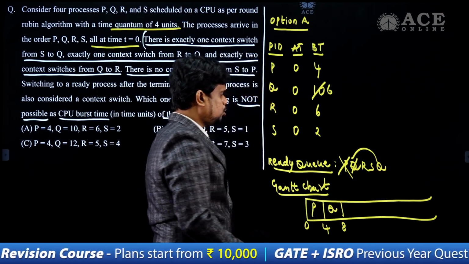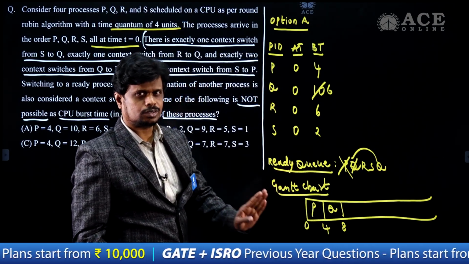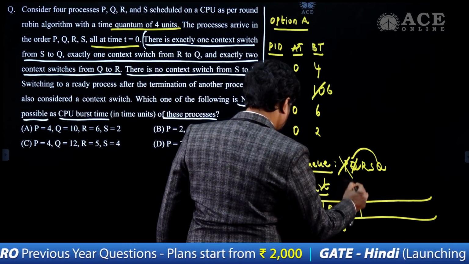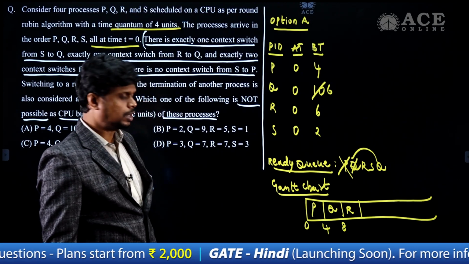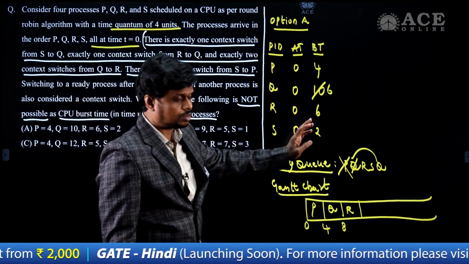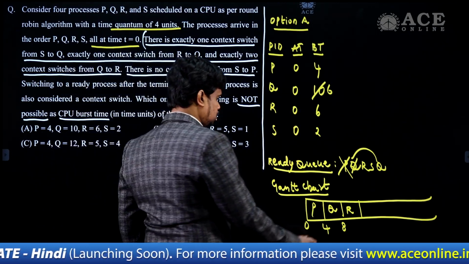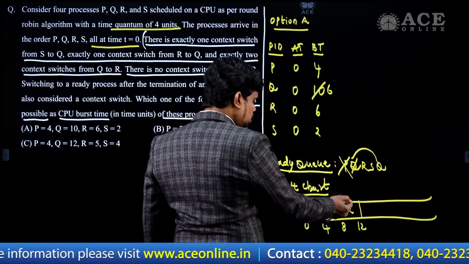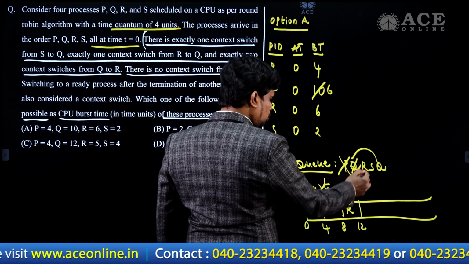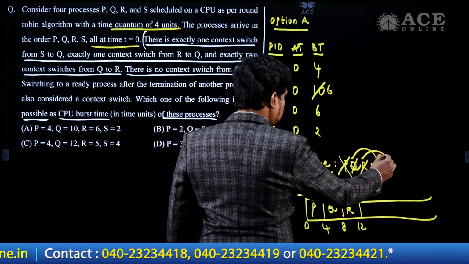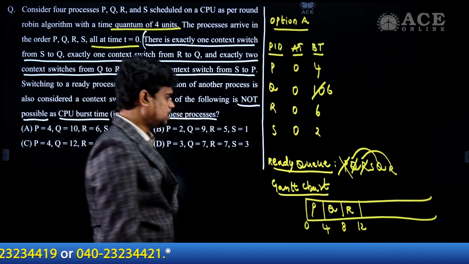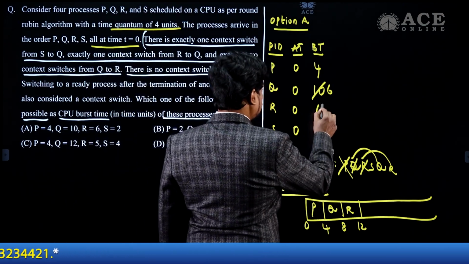Now in the ready queue we have the processes R, S, Q. Among them R is the first process, so we hand over R to the CPU. What is the burst time of R? 6. Out of 6, 4 units get executed here. With this execution, is R finished? No. So R should be added back to the ready queue like this. R is still pending with 2.